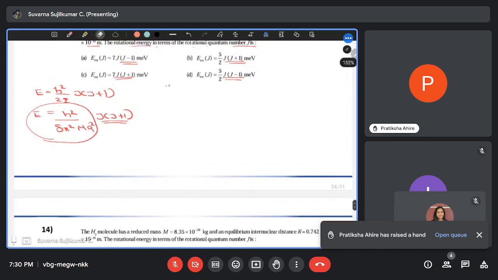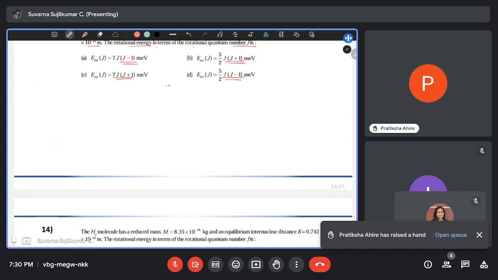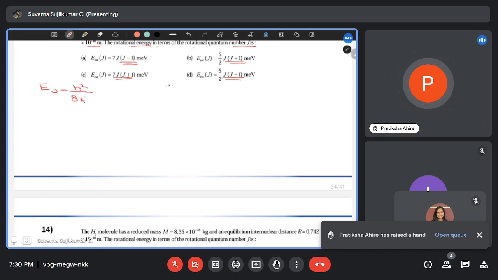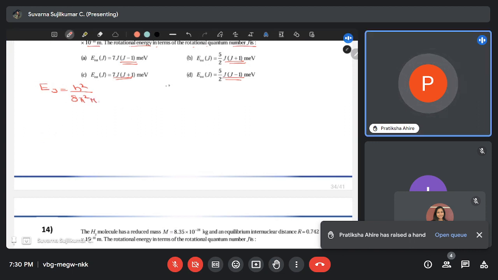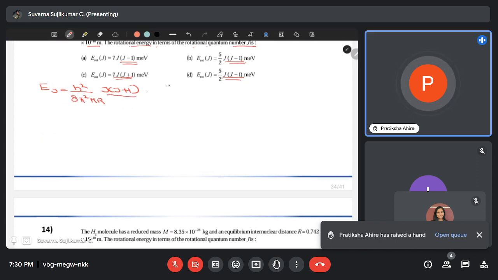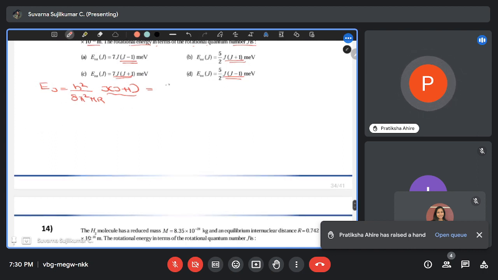Okay. So the equation for EJ is given by h squared divided by 8 pi squared mu r squared into J into J plus 1. We are not worrying about J since all our options are in J plus 1, J minus 1 terms. Let it be there.